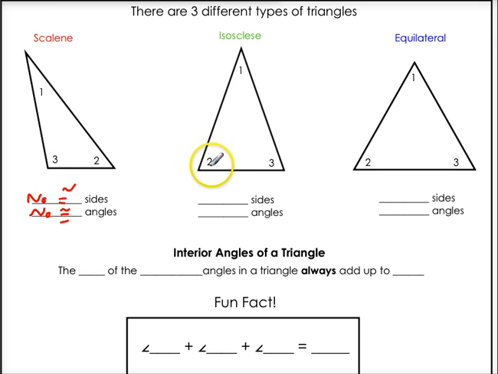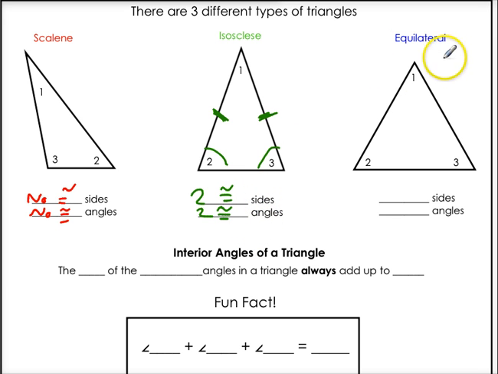The second one's called isosceles. Isosceles has two congruent sides, and we're going to use our congruent mark. Remember that from Unit 1. And two congruent angles. So we're going to write that here. There's two congruent sides and two congruent angles. And it's not either or, it has both of these. It will always have two congruent sides and two congruent angles.